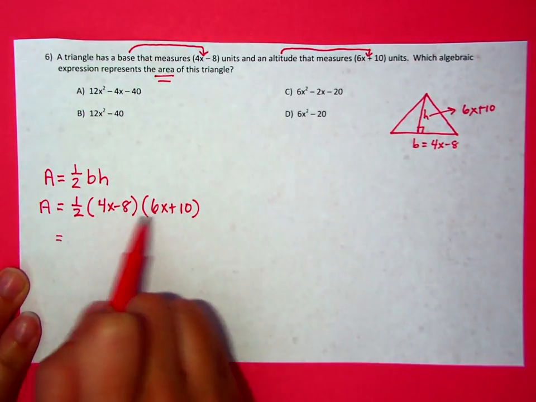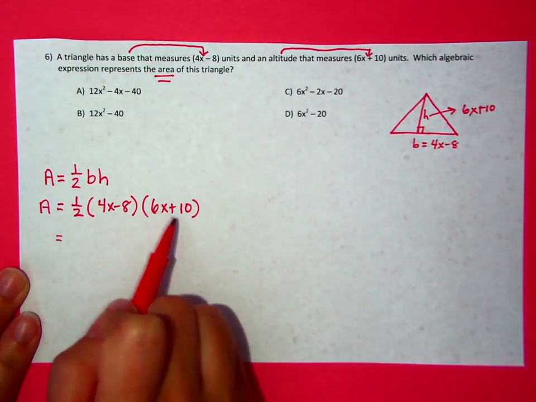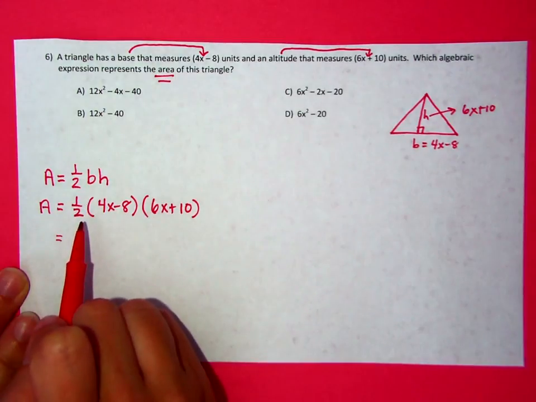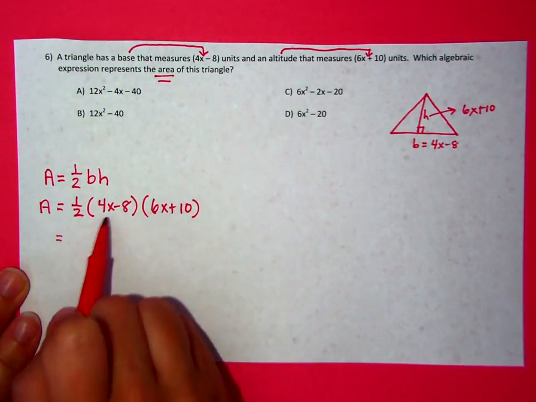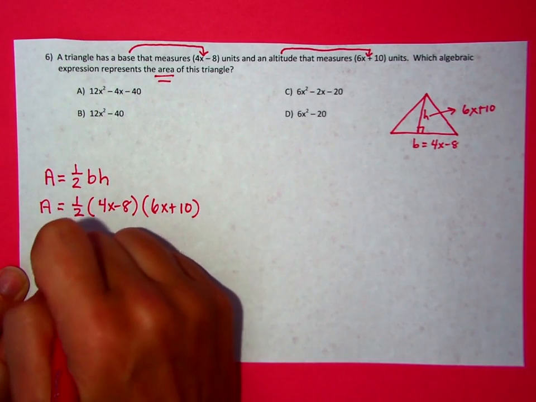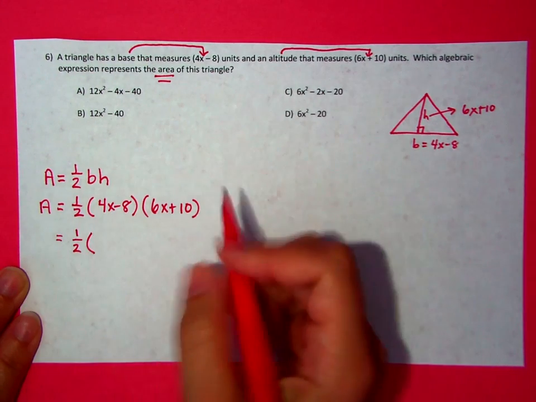Otherwise, you can go ahead and FOIL this and distribute at the end, which is what I usually recommend to my students because sometimes they just can't remember that it only goes to one of these parentheses. So I'm going to do that. I'm going to have this 1/2 times, and we're going to FOIL.